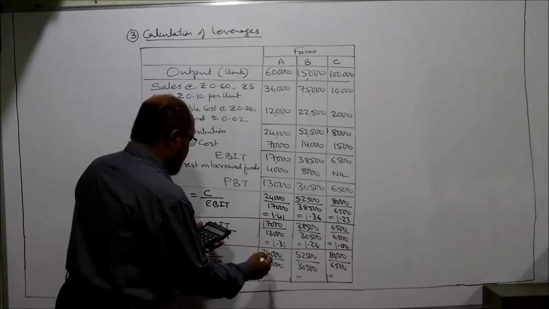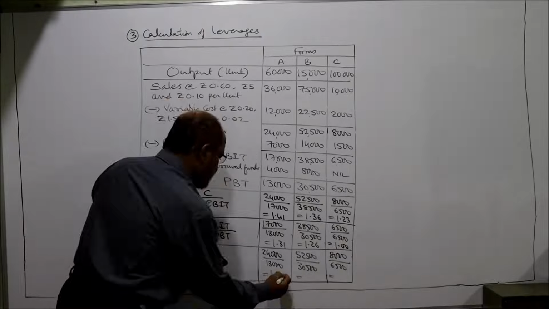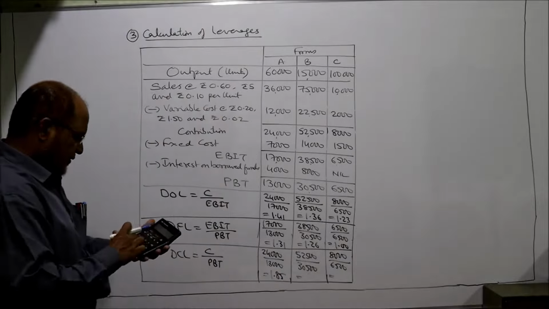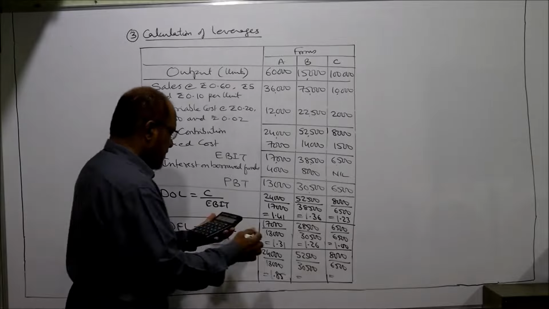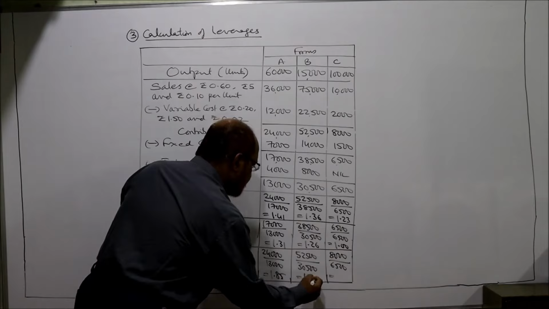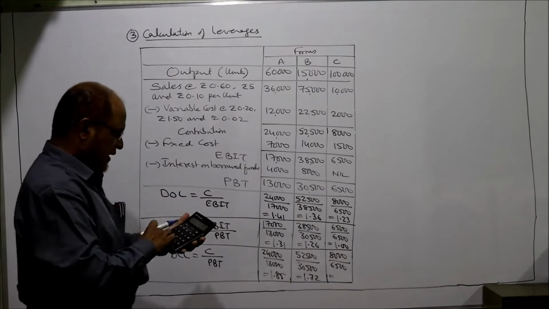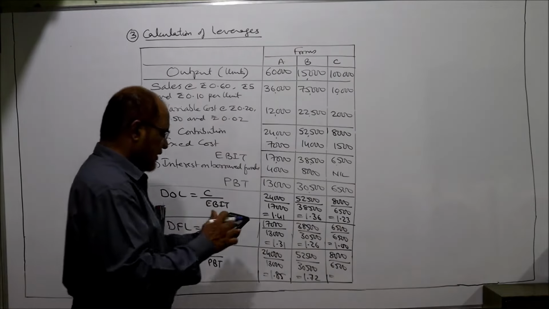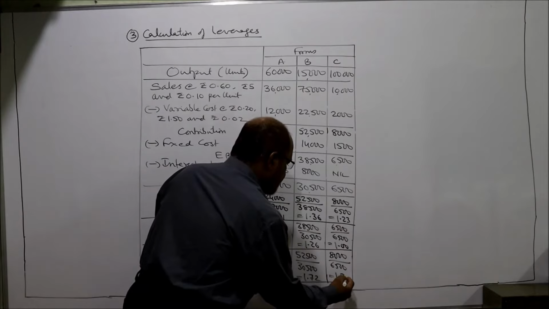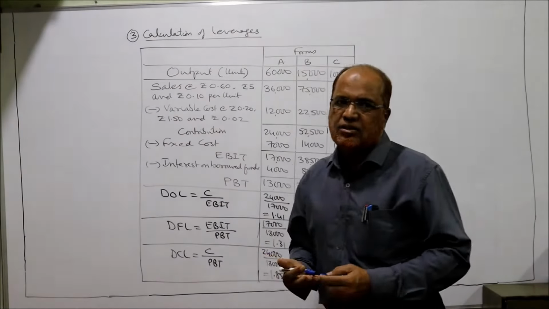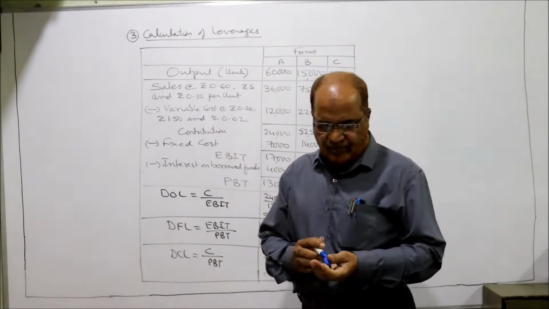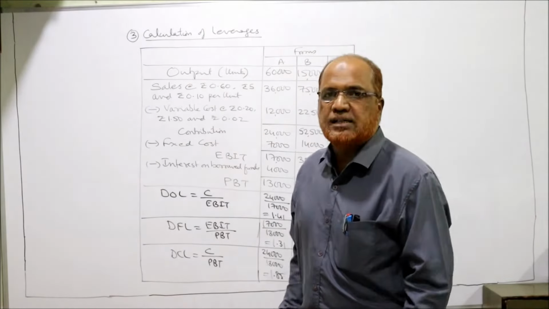You are getting 1.85. Similarly, 52,500 divided by 30,500, 1.72. Last one, 8,000 divided by 6,500, 1.23. Finished. We have calculated all the three leverages: DOL, DFL, and DCL.